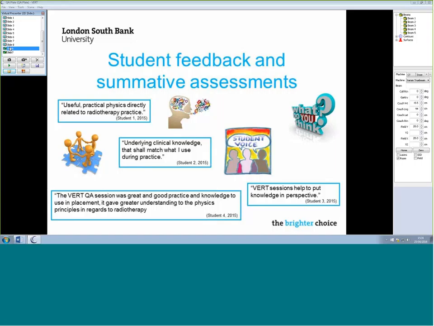I think they're very important comments to acknowledge, because we didn't specifically go to the students to ask them how they found VERT physics or whether they enjoyed it. All of these comments came from them as an acknowledgement of the sessions they enjoyed and how they felt it enhanced their learning.